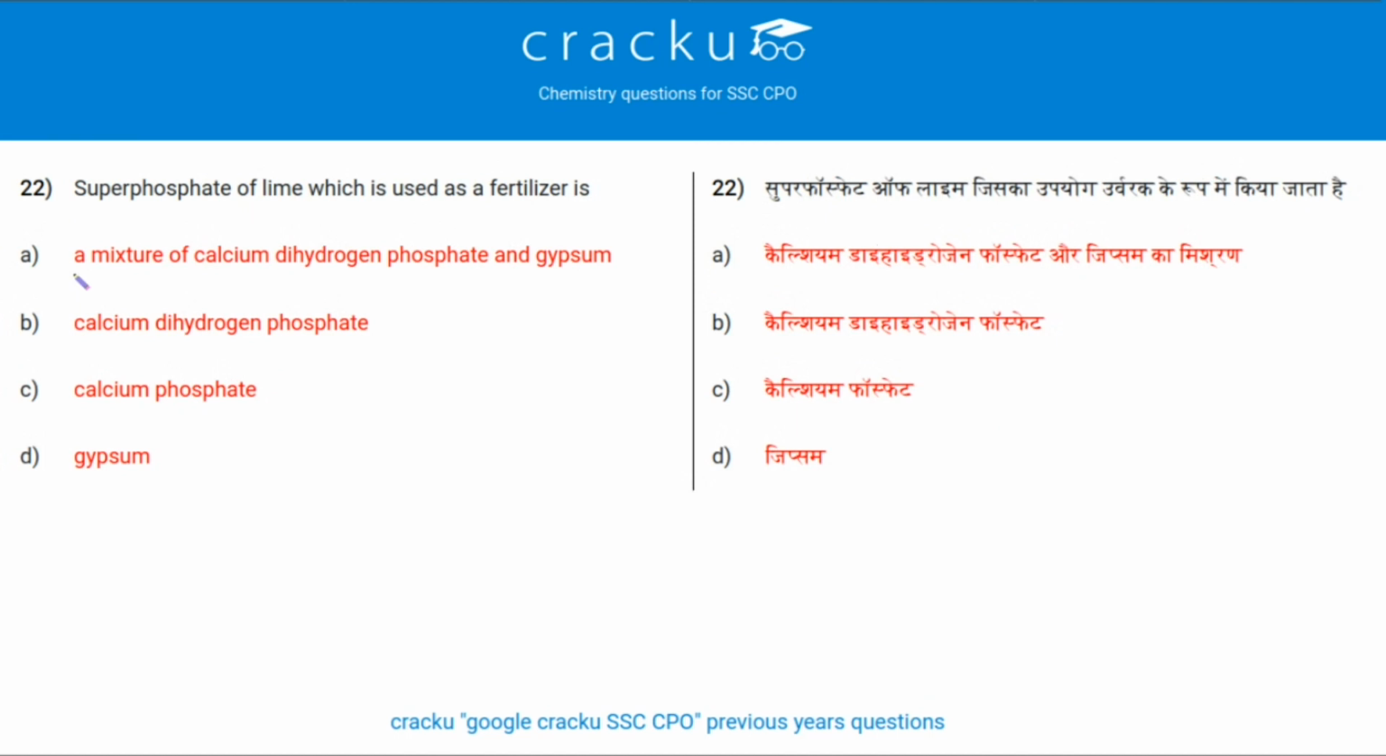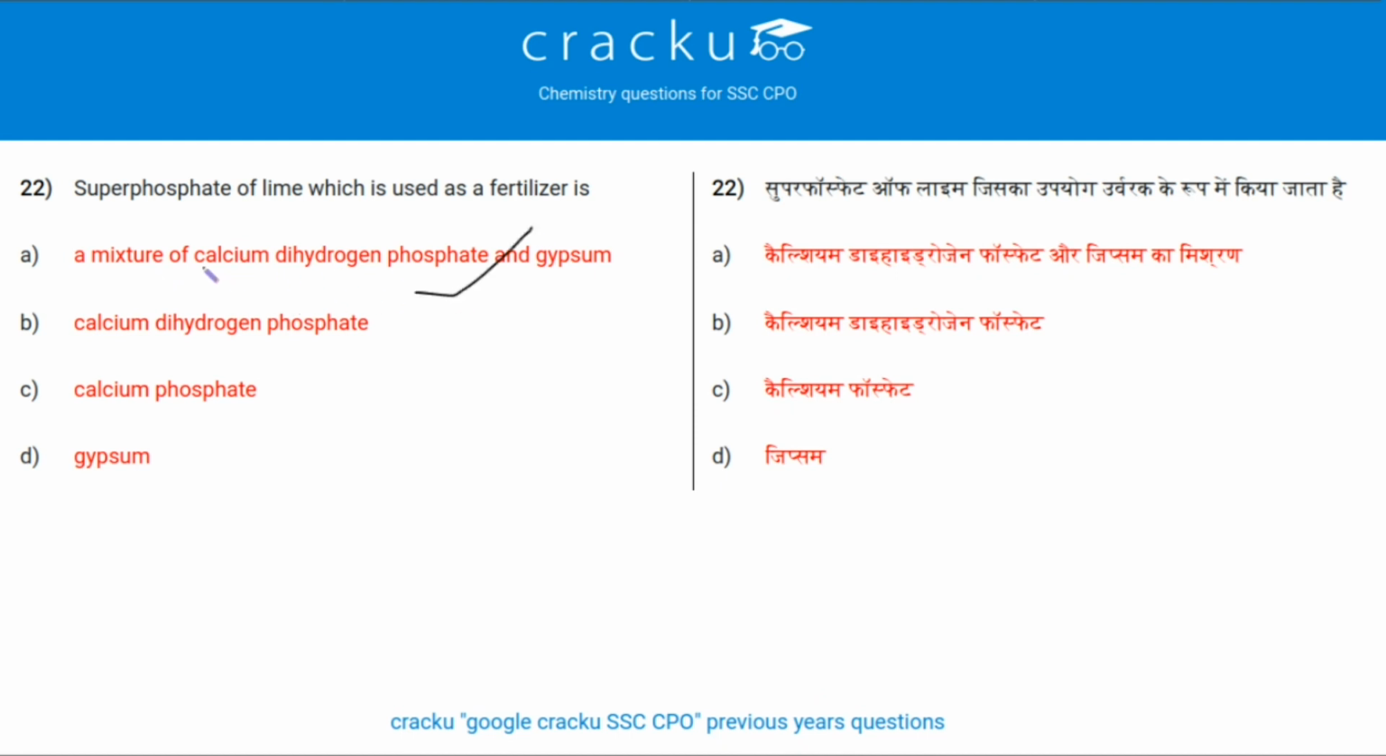Superphosphate of lime which is used as a fertilizer is, what is superphosphate of lime that is used as a fertilizer? Okay, it is a compound produced by treating rock phosphate and gypsum with sulfuric acid or phosphoric acid or a mixture of both the acids. It is the principal carrier of phosphate and forms of phosphorus usable by plant. So, the answer to this question is option A.